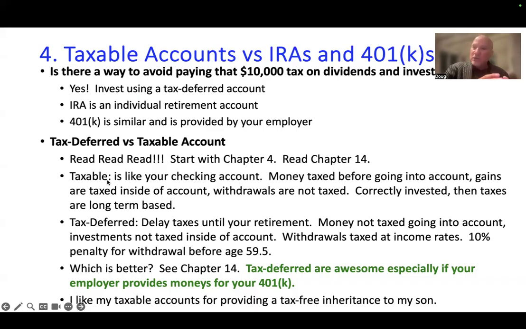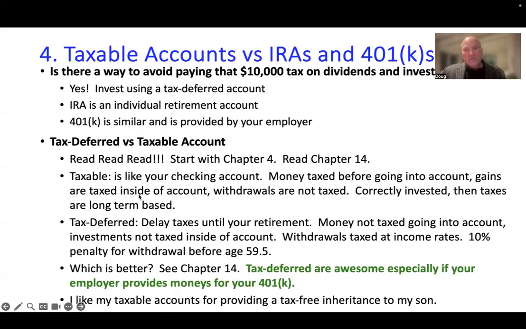So what's a taxable account? What's a tax deferred account? Well, you're probably already familiar with your checking account. That's a taxable account. The money is taxed before going into the account. So let's say you're working for a company, they're going to remove income taxes from that, and then whatever's left over, you can put into your taxable account, just like you put into your checking account.